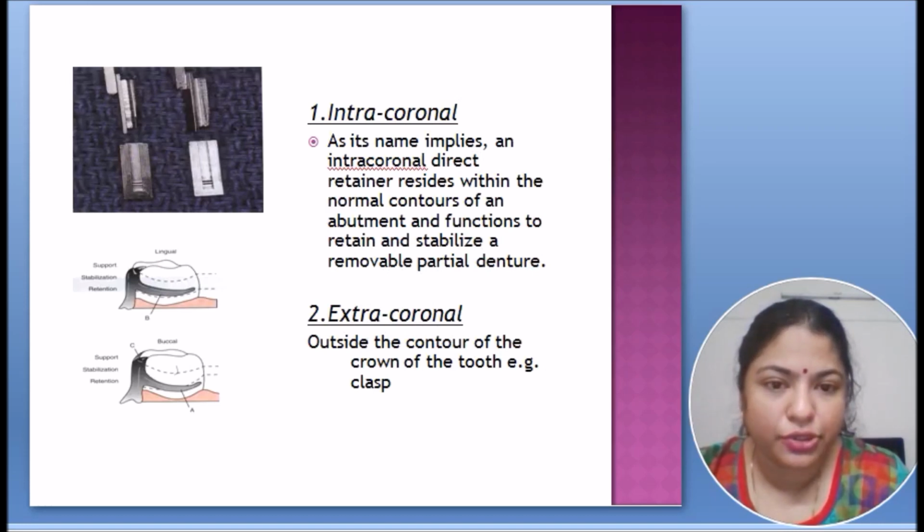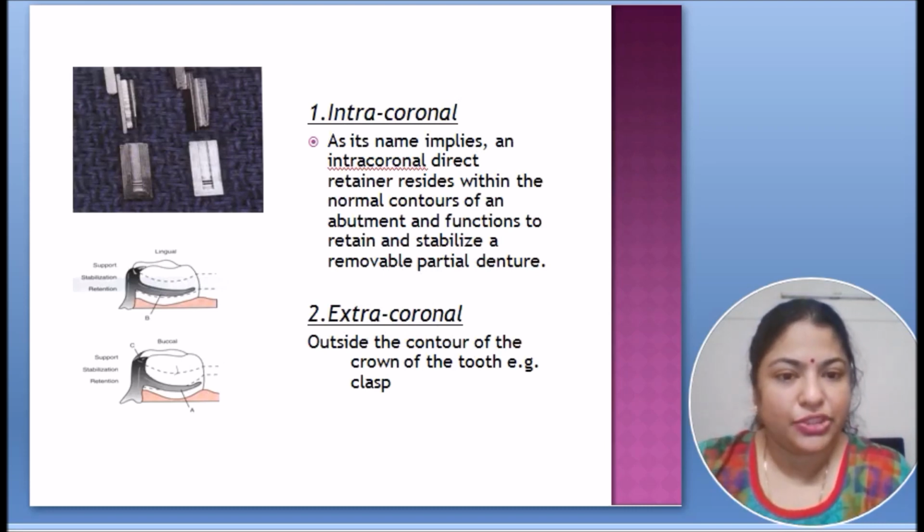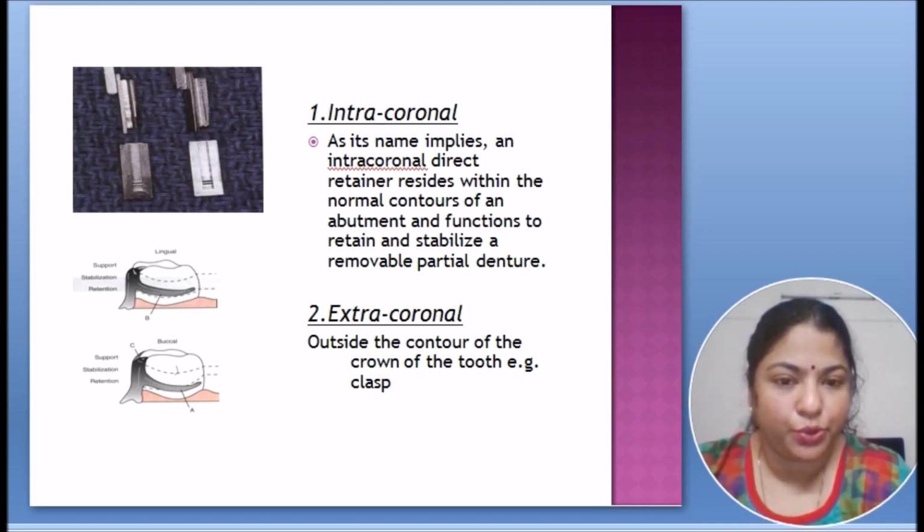So what are intracoronal direct retainers? As the name suggests, it is a direct retainer which resides within the normal contours of an abutment and functions to retain and stabilize a removable partial denture. It is the retainer which is placed inside the crown of the abutment tooth. And extracoronal, as the name suggests, lies outside the contour of the crown of the tooth.